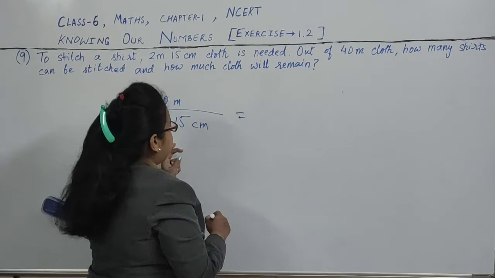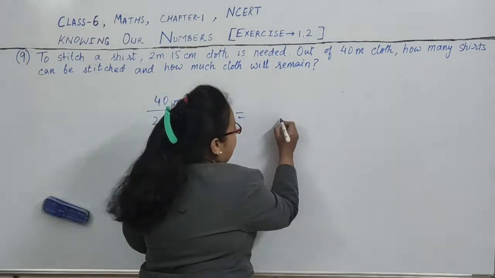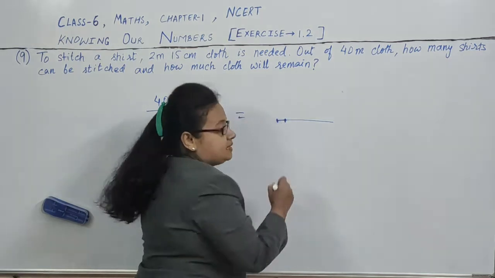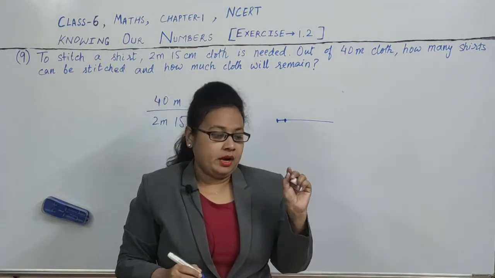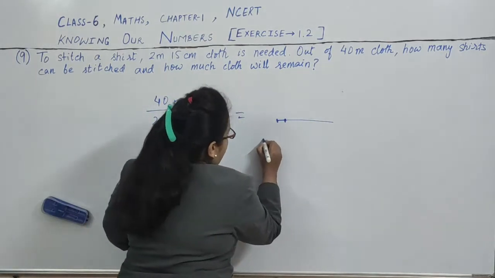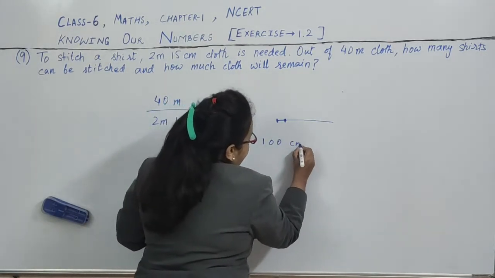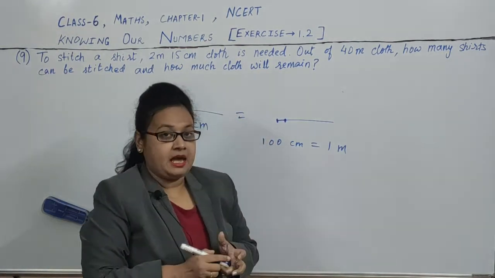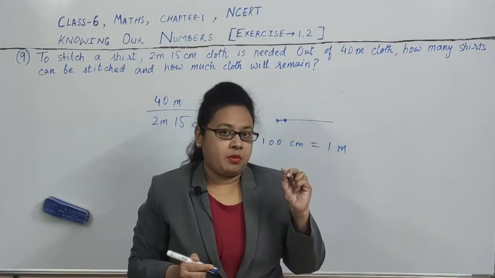So what is meter and centimeter? See, centimeter is a very small length. And how much is a meter? 100 centimeter is equal to 1 meter. Actually, the centimeter is a very small length.